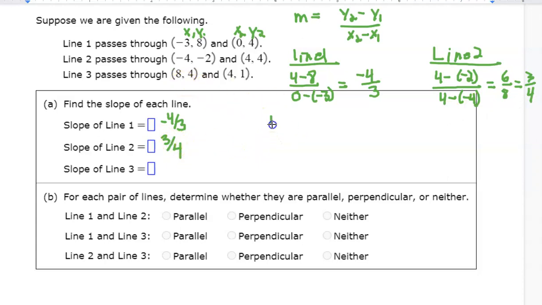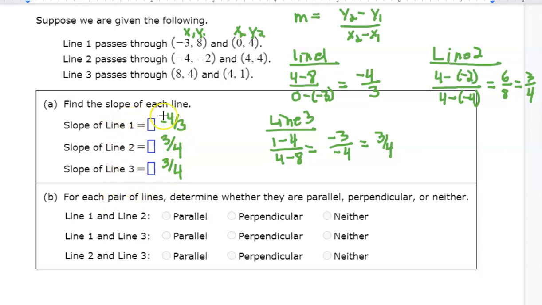And finally, line 3. 1 minus 4 over 4 minus 8. That gives us a -3 over -4. Okay, and that does simplify down to +3/4. Okay, so now we've got our 3 slopes.